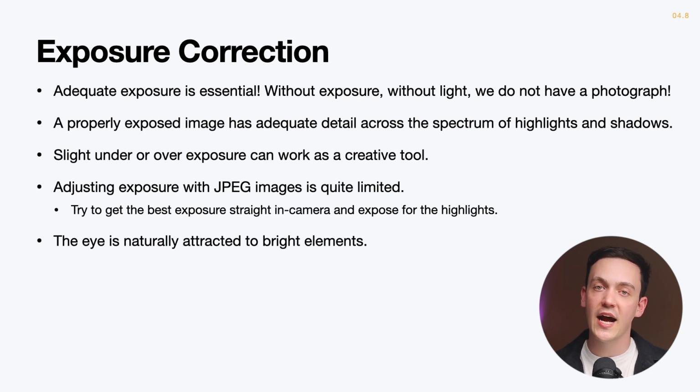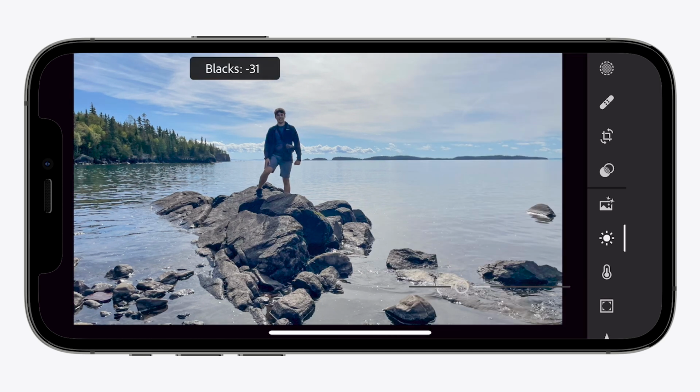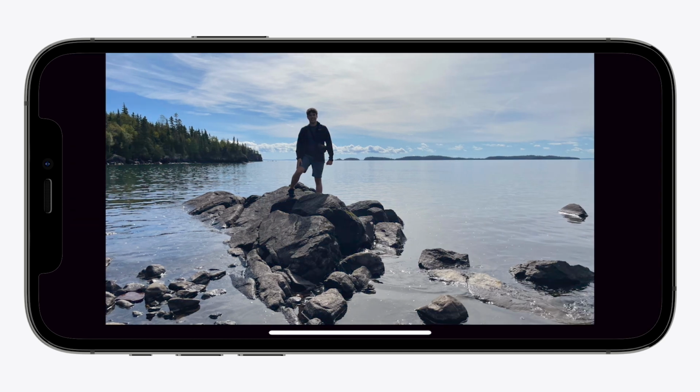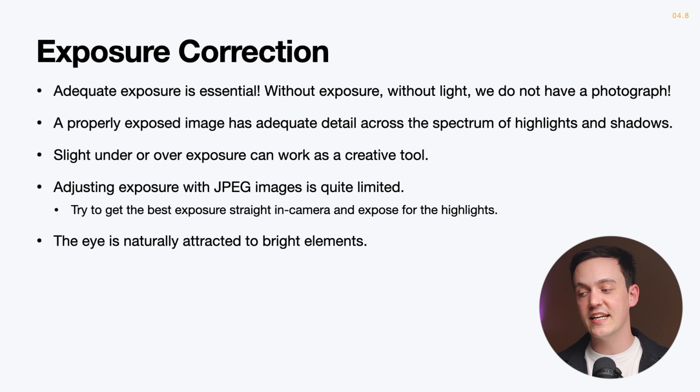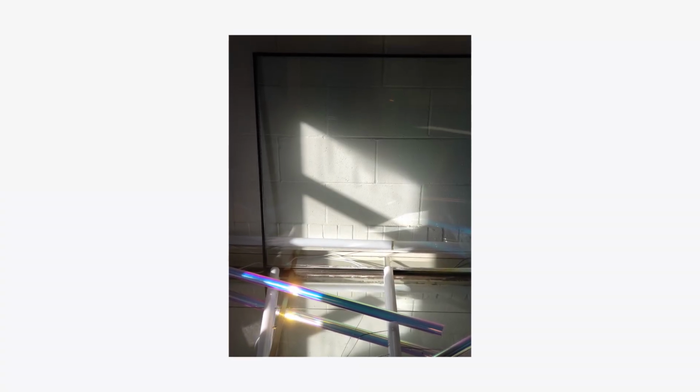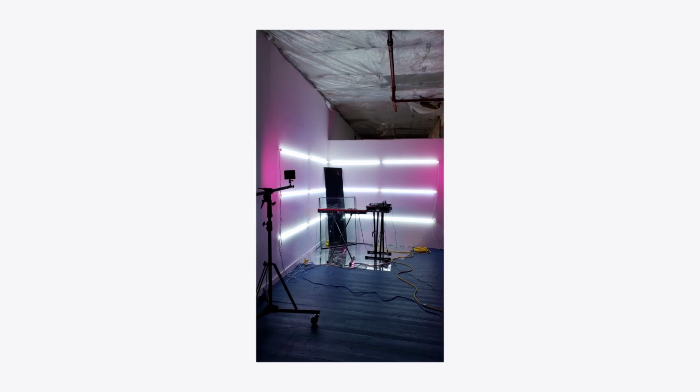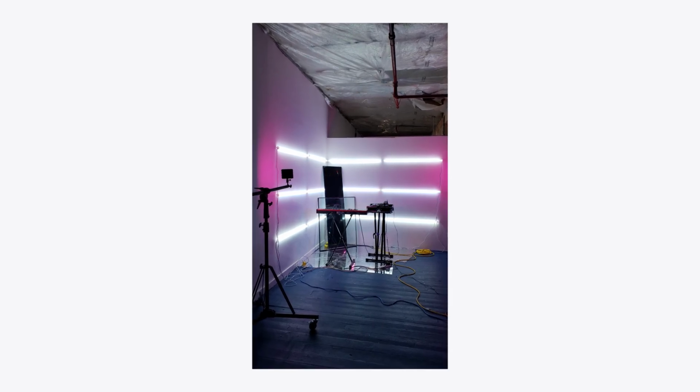Highlights are the most fragile in digital photography, so you generally want to expose for the highlights and recover your shadows with editing. When it comes to editing exposure, keep in mind that the eye is naturally attracted to bright things. Exposing your image so that your subject is bright or near bright elements will help attract the viewer where you want them to look.